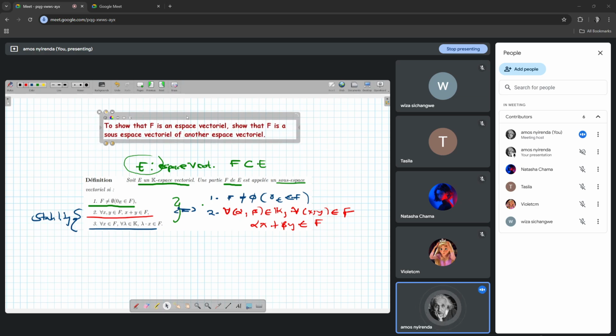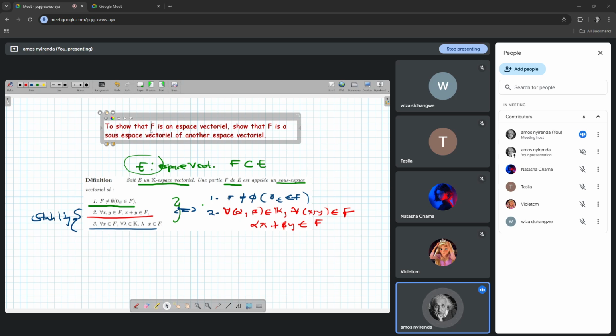So this is how we'll be able to shorten our demonstration or our verification of whether some set is an espace vectoriel. So instead of going through all the 8 properties, all we have to do is to show that our F is a sous-espace vectoriel of another espace vectoriel. That is the one that we know is an espace vectoriel. For example, R2, for example, we know that R2 is an espace vectoriel.